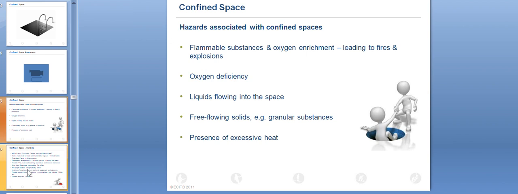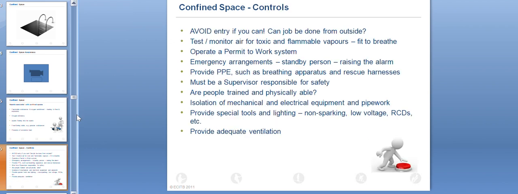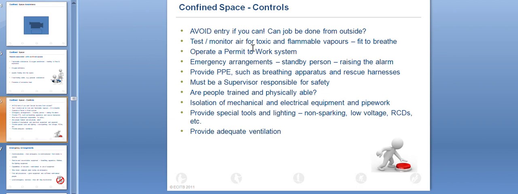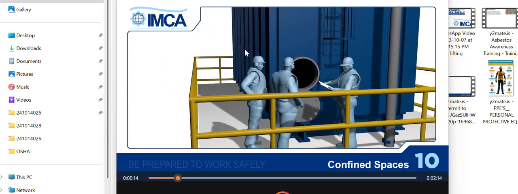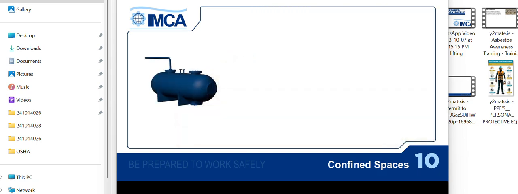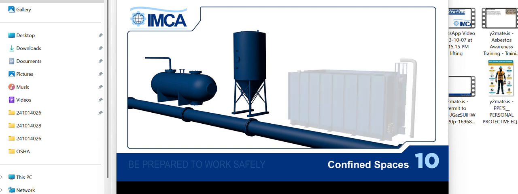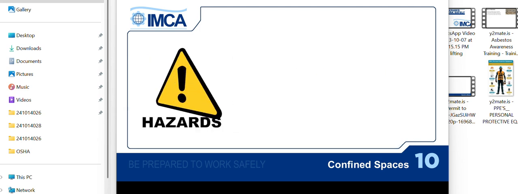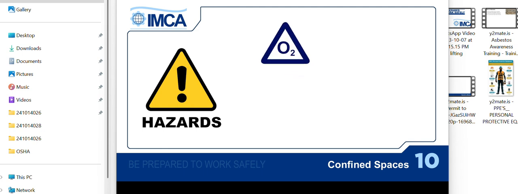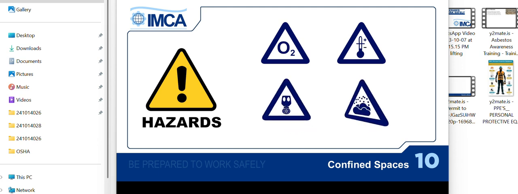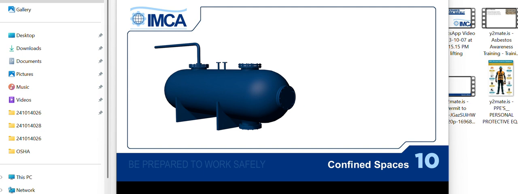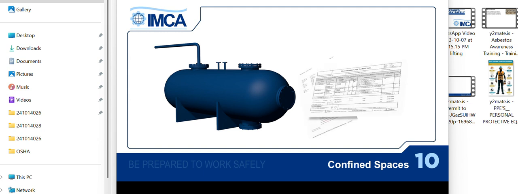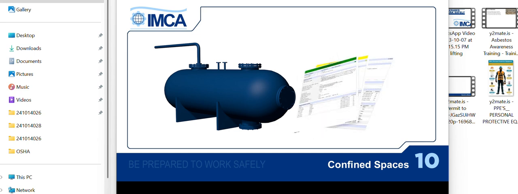Let's see a video about the confined space. Confined or enclosed spaces are potentially dangerous places. They may be tanks, silos, pipes, or anywhere you could be trapped. They are places where you could be affected by lack of breathable air, extremes of temperature, gas or dust, or loose powders or liquids that might engulf you. Before entering, you should know what the hazards are and how they will be controlled. You'll need a permit to work.